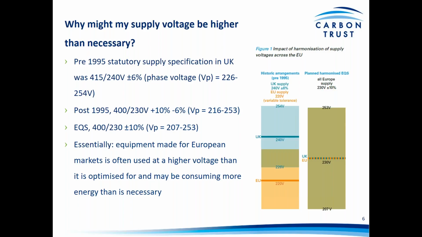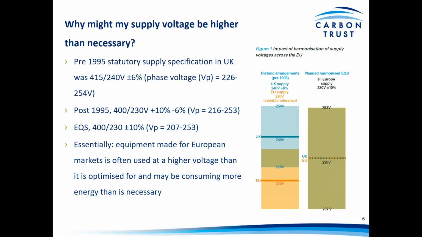Also, the Electricity Quality and Supply Regulations, the EQS, harmonise supply voltages across Europe at 230 volts with a tolerance of plus or minus 10%, with a phase voltage of between 207 and 253 volts. So what this means is that any piece of equipment with the EC mark can safely be operated on the local electricity supply anywhere in Europe.